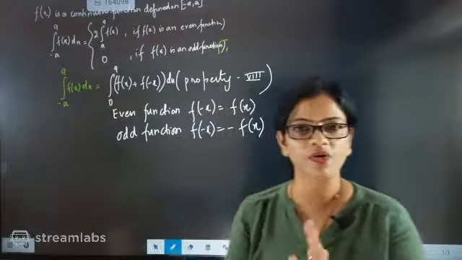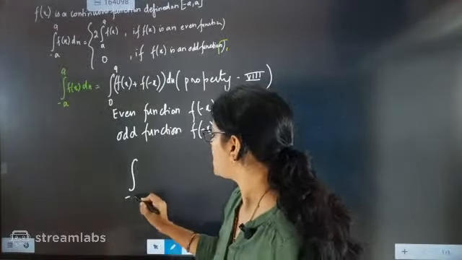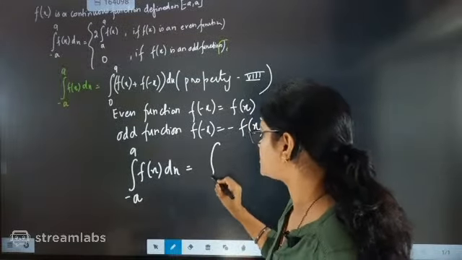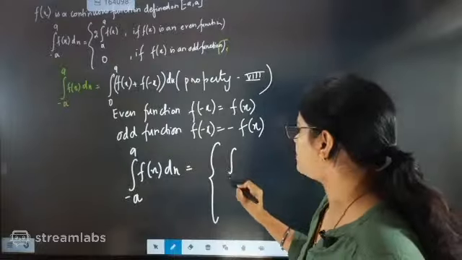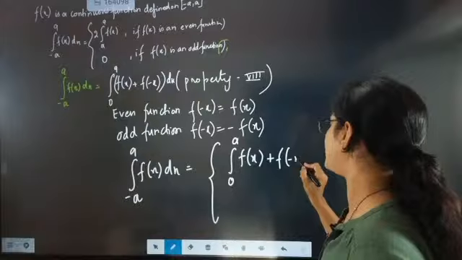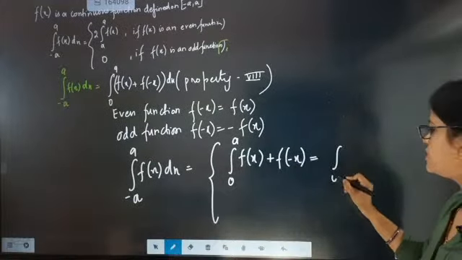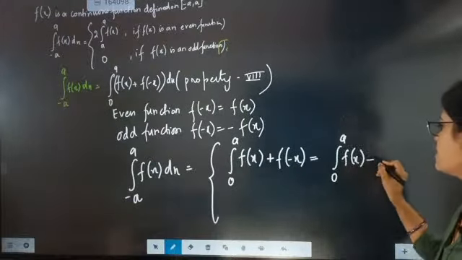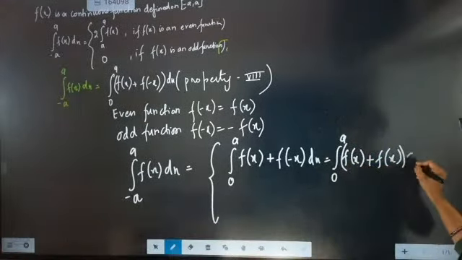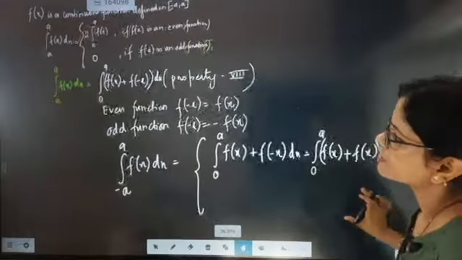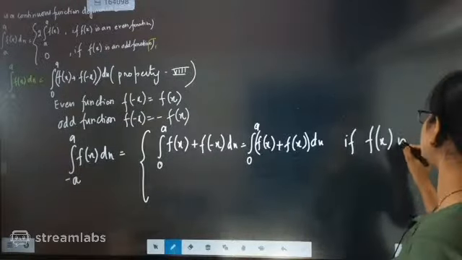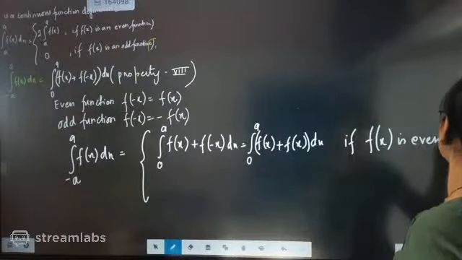Now in the split part, what we are going to write is, we know that between minus a to a, f of x interval is written, and this part can be written by property as 0 to a, f of x plus f of minus x, dx. This will become 0 to a, f of x plus f of x, dx. If f of x is an even function.